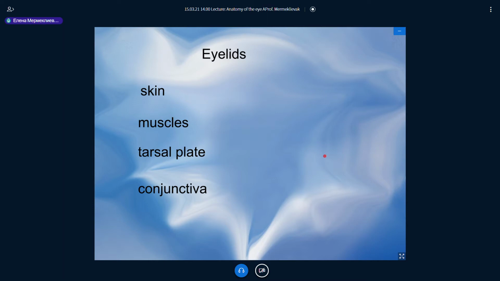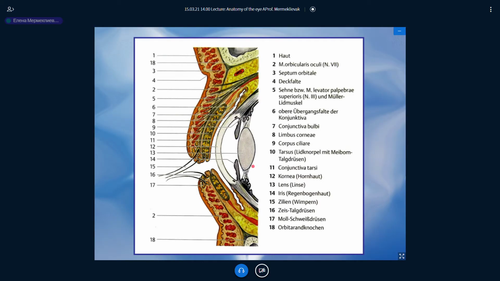The eyelids are another part of the adnexa of the eyeball. They have several layers: skin layer, muscles, tarsal plate, and conjunctiva. Here is the skin of the eyelids. Below is the muscle. This part is the orbicularis muscle. After that is the tarsal plate and the conjunctiva.